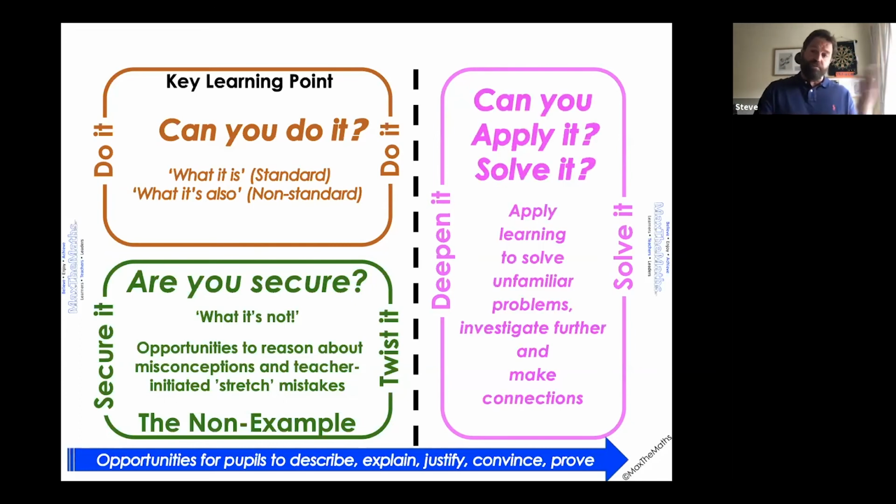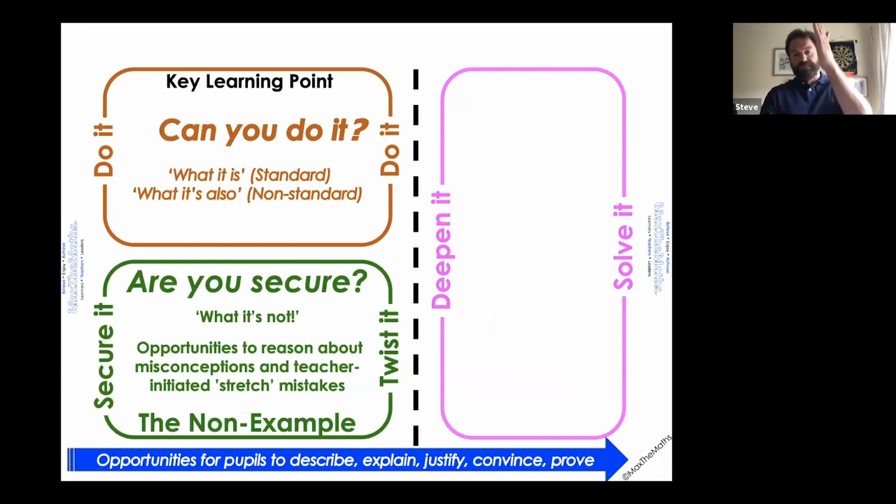The deepen it has got problems to solve. Apply. Go on, off you go. Play. You'll see a big black dotted line down the middle there. And the reason why I'm doing that is because this is not about a race to the pink. What this is about is definitely the left-hand side is what I want the lesson to be about.